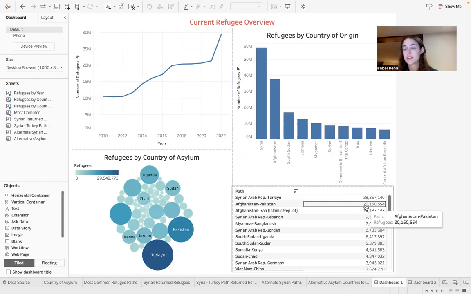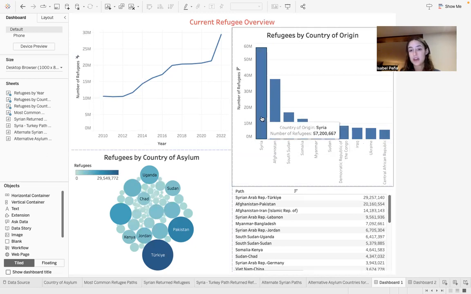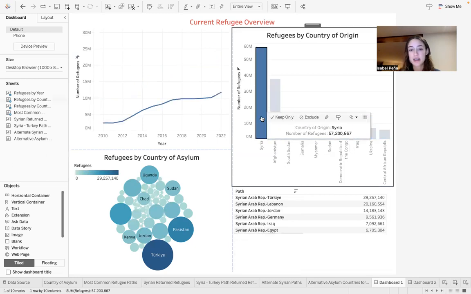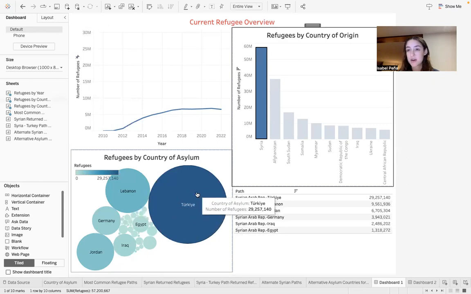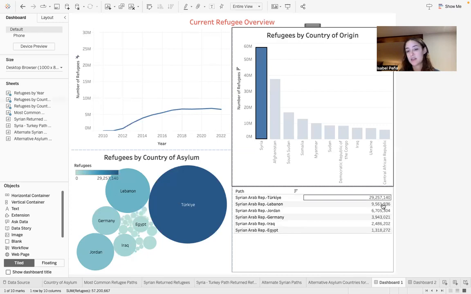20.1 million crossers. If we filter all these graphs by Syria, we can see that the problem has been evolving over time. Since 2017, more than 6 million Syrians have been fleeing their country every single year, and Turkey is by far the number one recipient of Syrian refugees. Here we can see that the Syria-Turkey path is also the most common path in the Syrian frame.